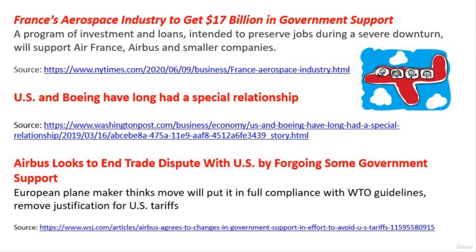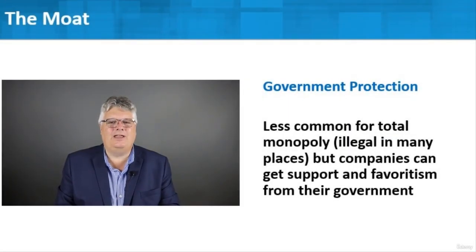and Boeing have had a long and a special relationship. Should countries have special relationships? Well, they do in this particular case. And Airbus looks to end trade dispute with U.S., in effect Boeing, by foregoing some government support. And this is where the United States as a country is saying, hey, it's not fair what you're doing with France. They're giving you some extra support. So we're going to put tariffs on you to make your products more expensive if you're selling to United States airlines, for example. So Airbus is trying to navigate through that.